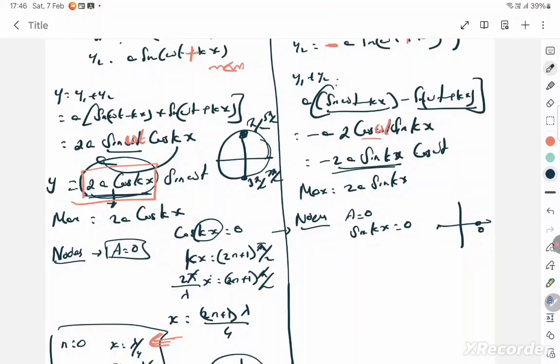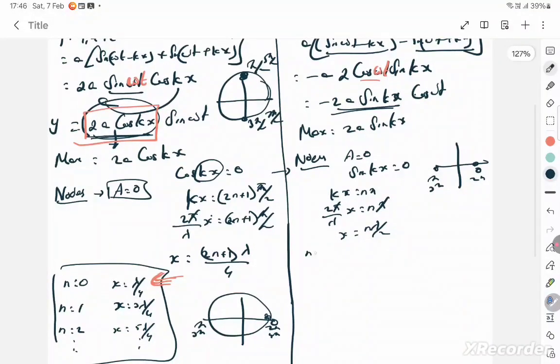At 0, at pi, at 2 pi, 3 pi. So kx is equal to n pi, at 2 pi by lambda into x is equal to n pi. Pi and pi get cancelled. x is equal to n lambda by 2. Putting n is equal to 0, you get x is equal to 0. n is equal to 1, you get x is equal to lambda by 2. n is equal to 2, you get x is equal to lambda, and so on.